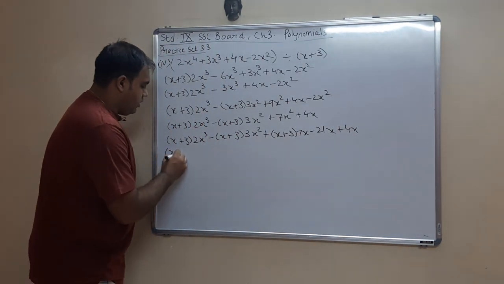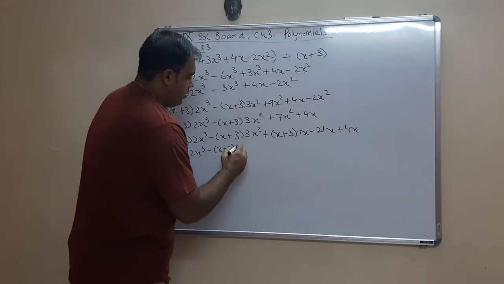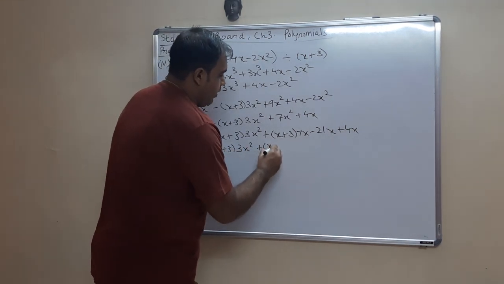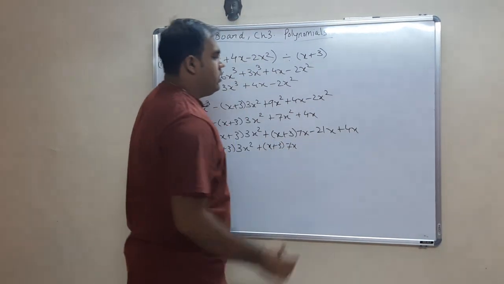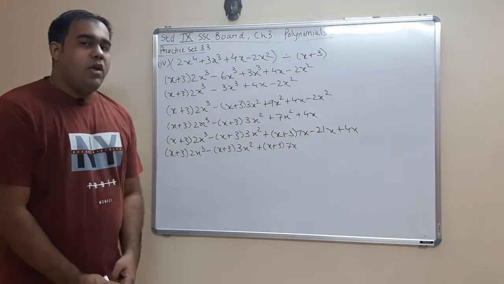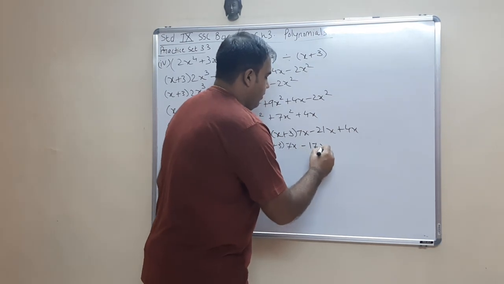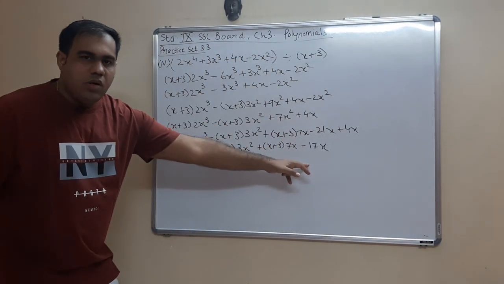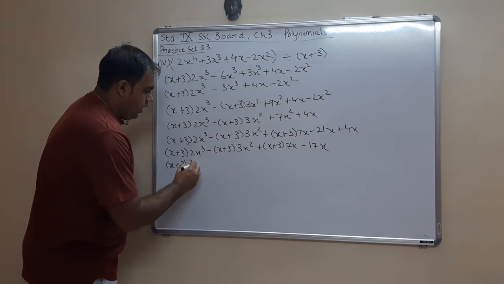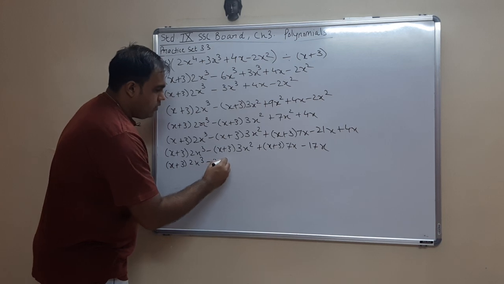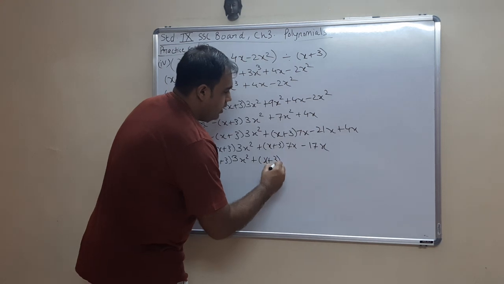Okay, so we get x plus 3 2x cube minus x plus 3 3x² plus x plus 3 7x minus 21x plus 4x. How much is it? 21 minus 4 is how much? It is 17 and the sign will be negative. अब 17x को कन्वर्ट करना है x plus 3 में से. So x plus 3 2x cube minus x plus 3 3x² plus x plus 3 7x.